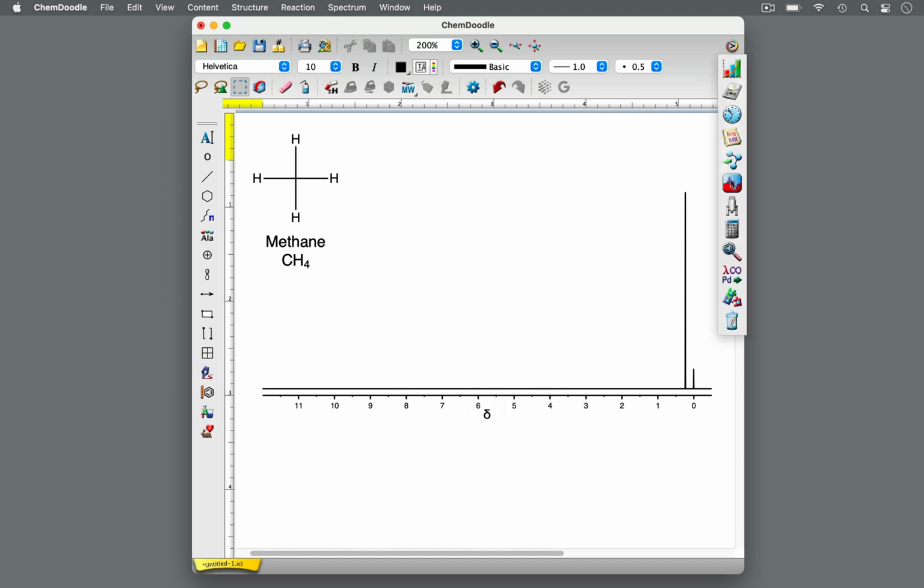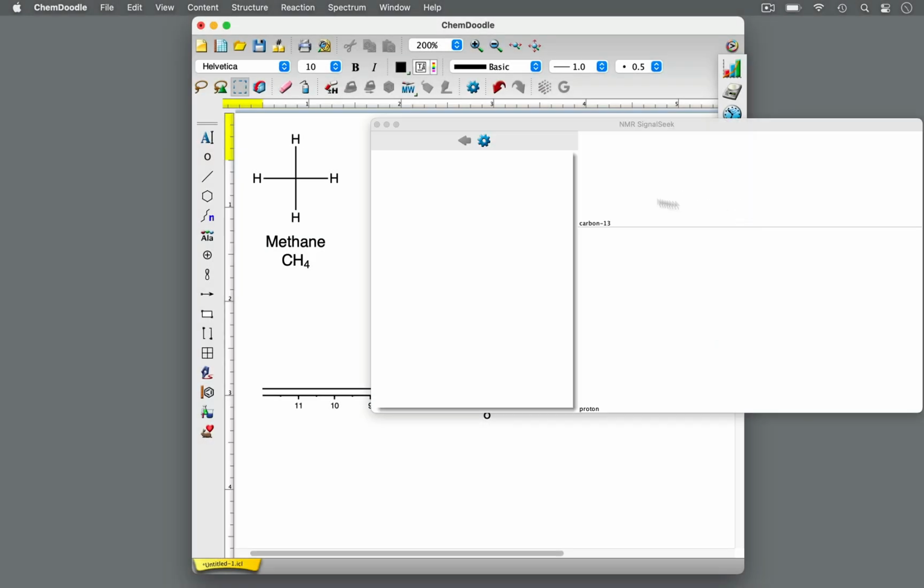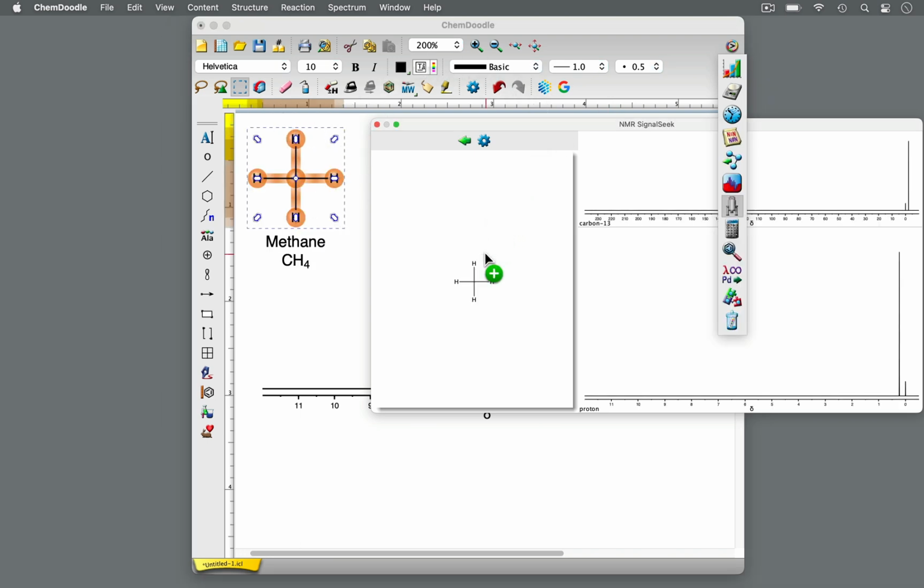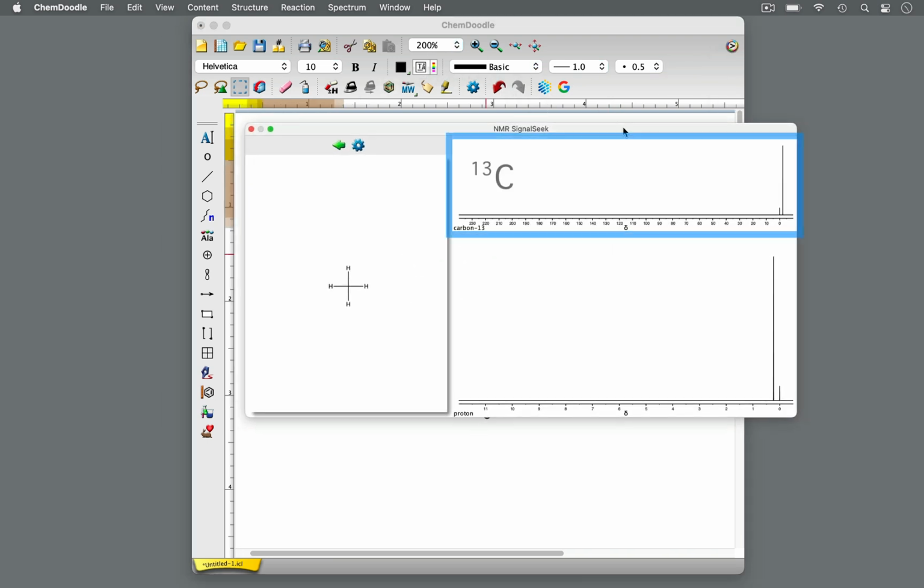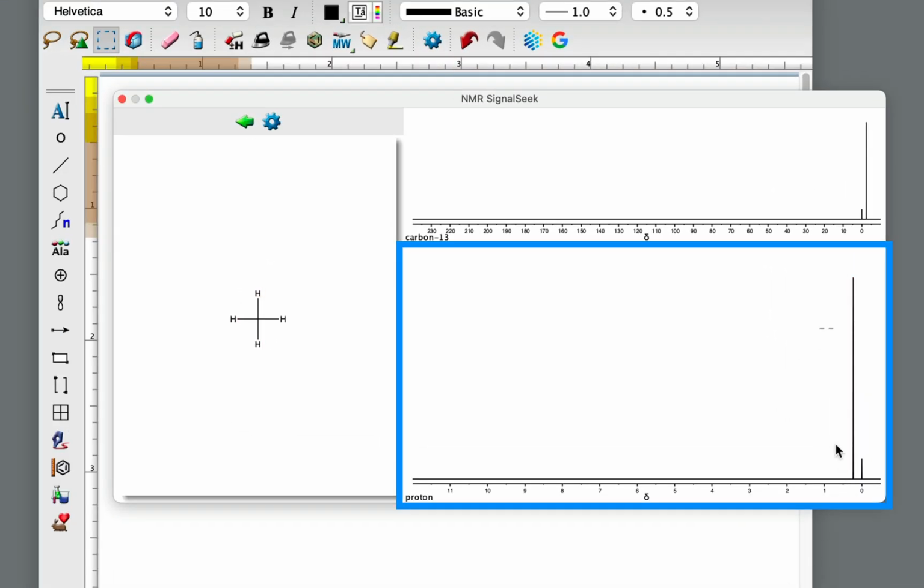Alternatively, we can use the NMR signal seek widget to simulate and interact with the spectra. First, select the structure from the Doodle board, then drag and drop it into the widget's main structure panel. The carbon 13 NMR spectrum is shown on the top, and the proton NMR spectrum is displayed below. We see a couple signals in the proton NMR spectrum for methane.